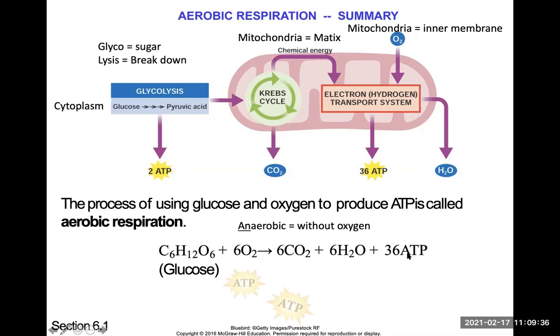And then 36 ATP. Some textbooks might say 34, 32, or 38. The number changes depending on how you're calculating it, and they're still doing a lot of research on it, so there's still a lot that they don't know. We're going to go into detail. This was just a summary slide. There are 3 steps of aerobic respiration: glycolysis, Krebs cycle, and electron transport chain.